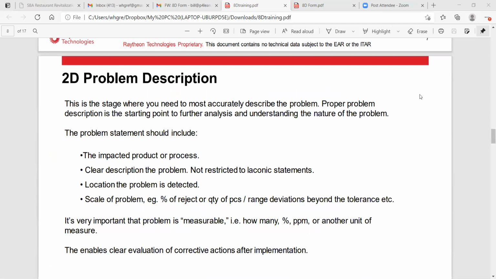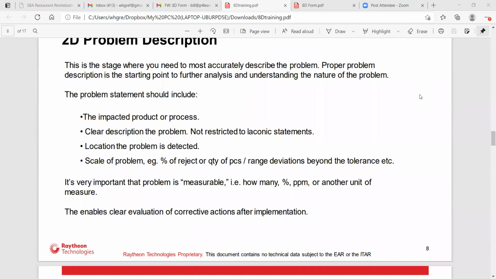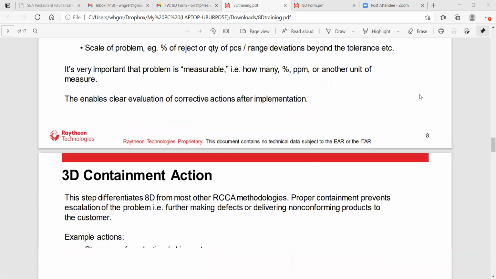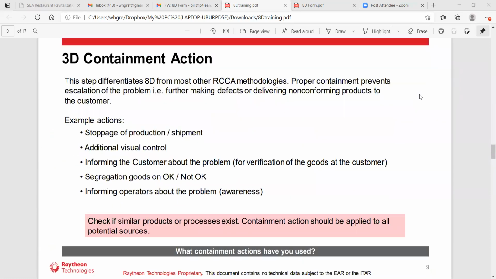The problem description, again, is the stage where you really need to describe the problem. Proper problem description is the starting point, and the statement should include the impacted product or process, a clear description, the location where the problem was detected, where we caught it, or where they caught it, and the scale of the problem: percent reject, quantity of pieces. So those are the 4 things that we want to put in that second discipline, the problem description. It's important that it's measurable, not just words, and we know that, and it enables clear evaluation of the corrective actions.